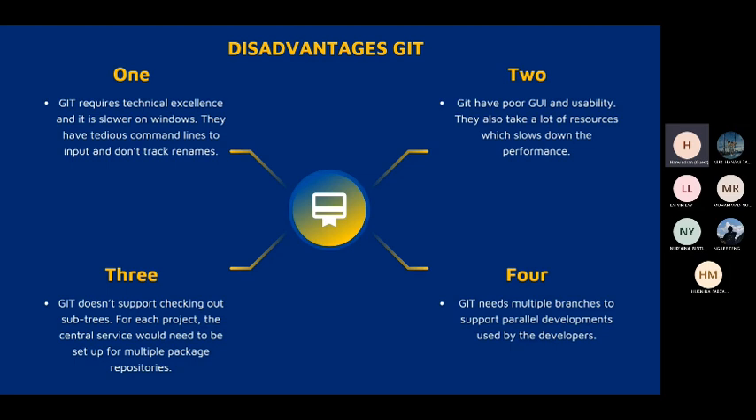The second one is that Git has poor GUI and usability. It also takes a lot of resources, which slows down performance. So Git has a poor graphical user interface, and when you use it, it slows down your computer's performance.